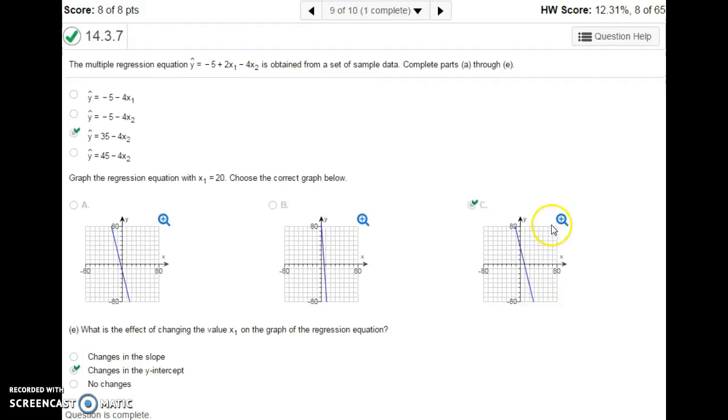So you can see in all of our graphs that the slope is the same, because the slope for x2 is the same. So different values for x1, how do they affect the regression equation? They're going to change the y-intercept. And you can see that from the 3 graphs we looked at here. But the slope stays the same.